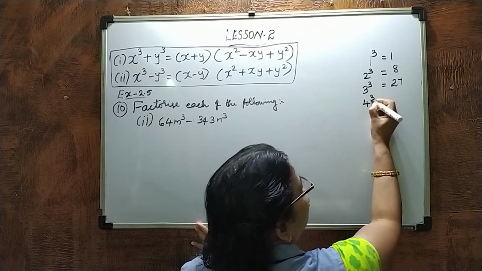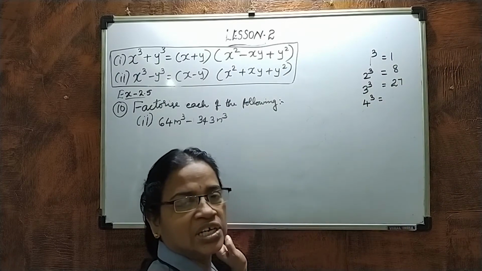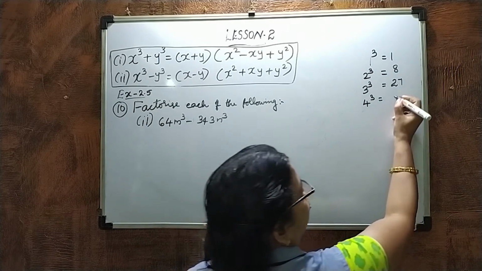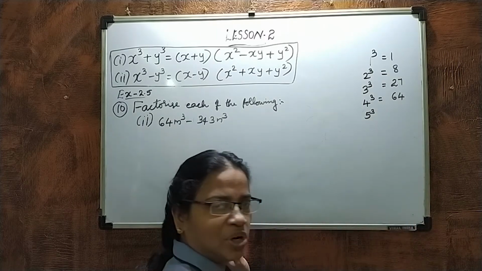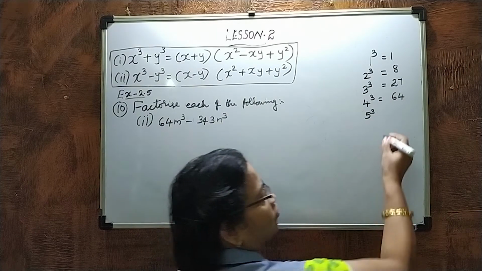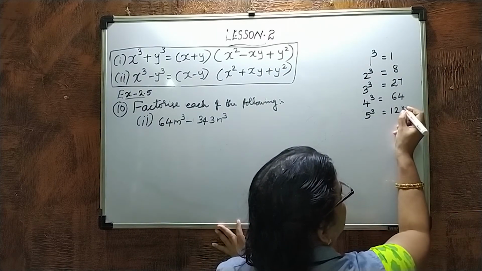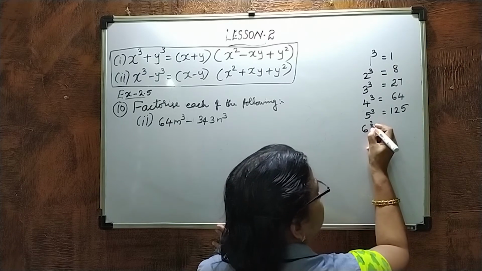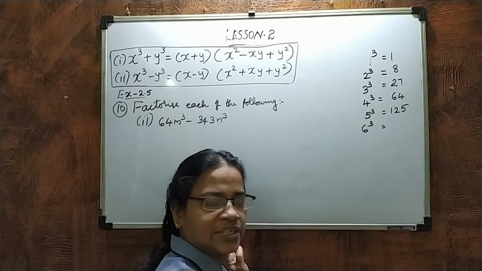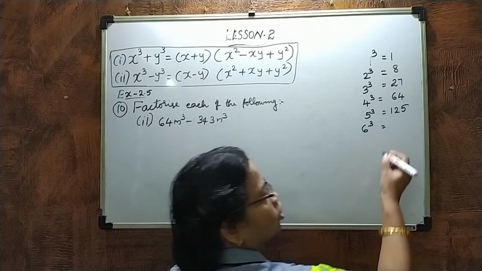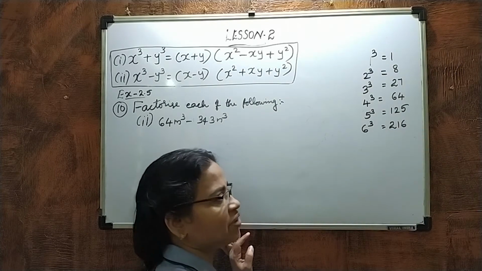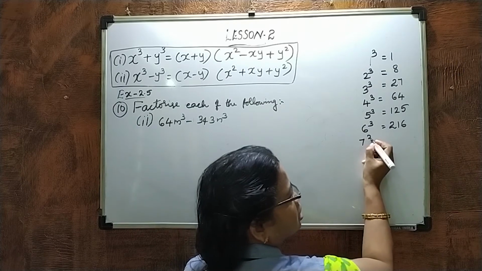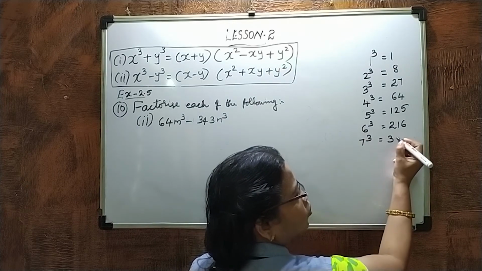4 cube. 4 into 4 is 16. 16 into 4 is 64. 5 cube. 5 into 5 is 25. 25 into 5 is 125. 6 cube. 6 into 6 is 36. 36 into 6 is 216. Then 7 cube. 7 cube is 343.